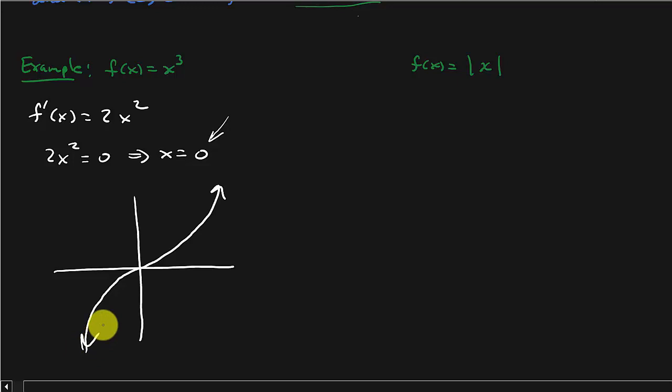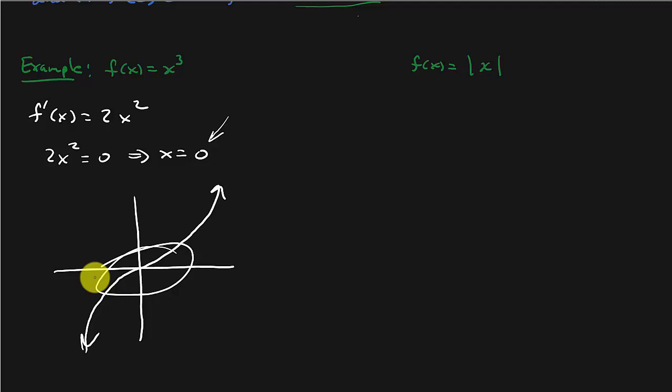Isn't that the graph? That's the graph, isn't it? There's no local max or min there, is it? No, so that didn't work out, did it?